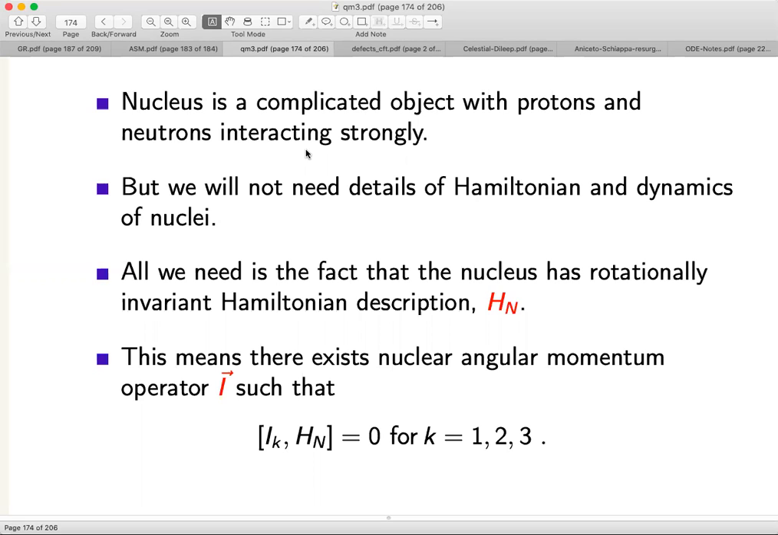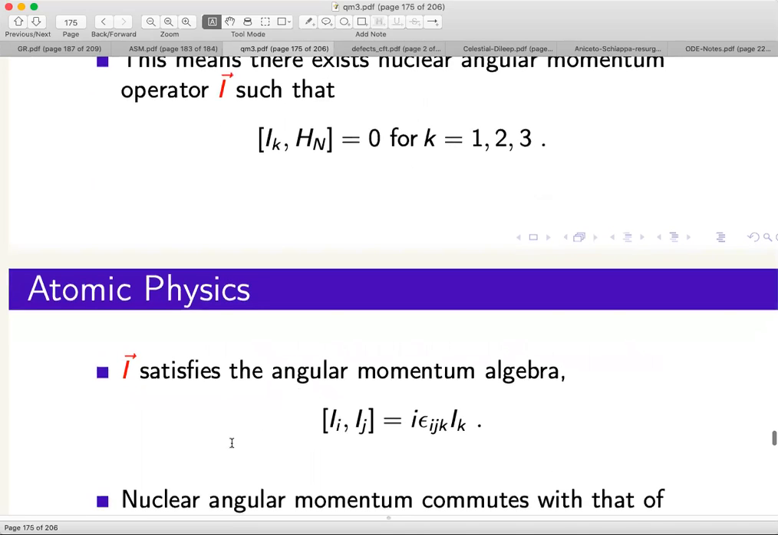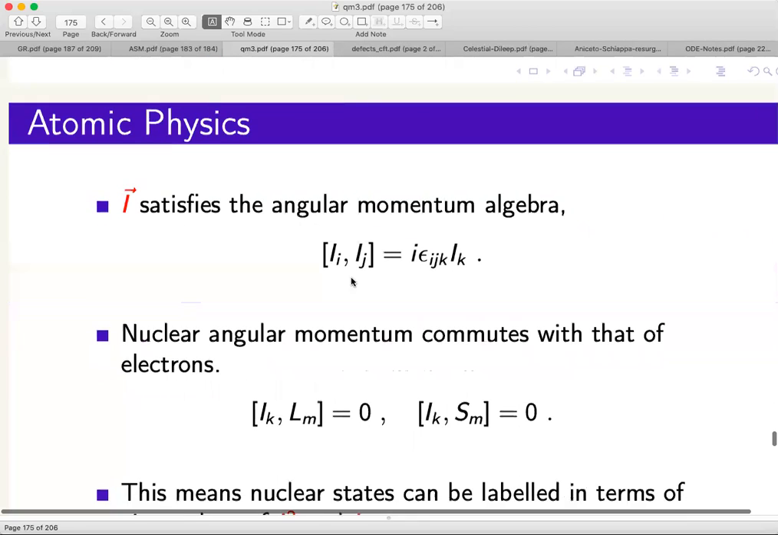The only thing that is important for us is that the strong interactions between protons and neutrons preserve rotational invariance, and therefore the nuclear Hamiltonian would have rotational invariance, and there must be a nuclear angular momentum which we call I, and that I should commute with the nuclear Hamiltonian. Okay. And of course, since I is also an angular momentum algebra, it should satisfy the angular momentum commutation relation, which is [I_i, I_j] = i ε_ijk I_k.